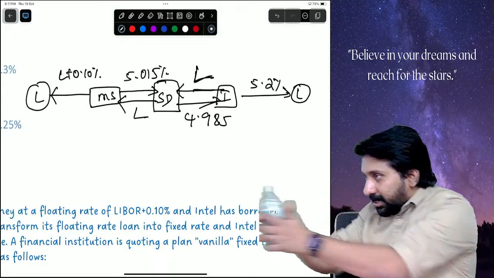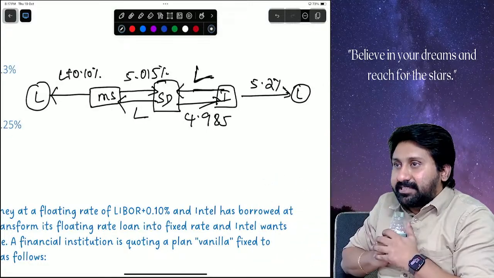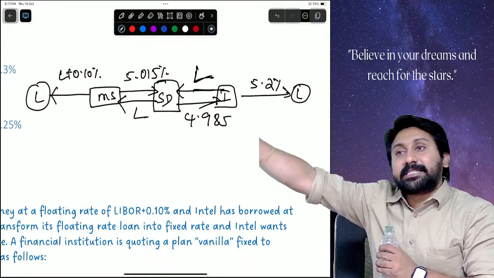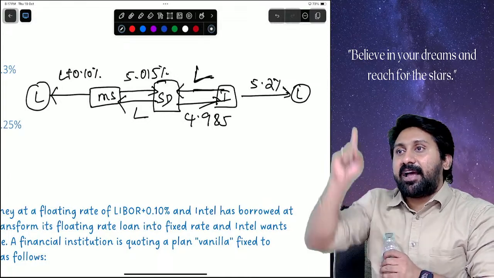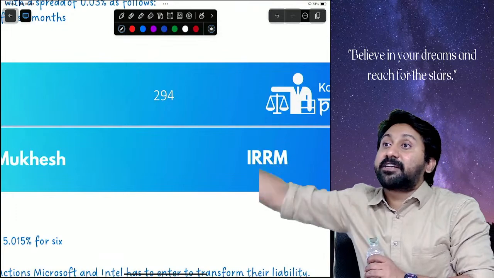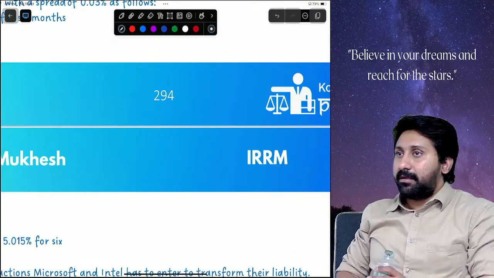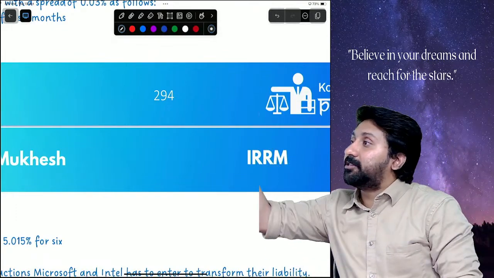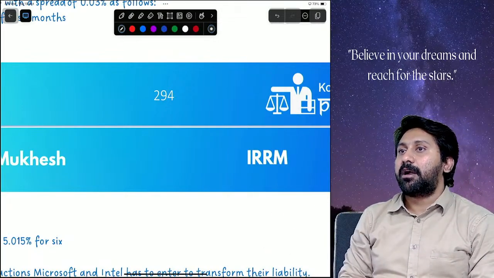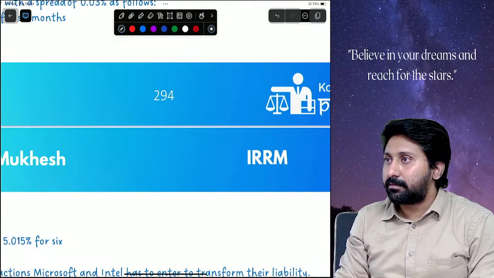I wanted to receive Libor means I wanted to buy Libor or sell Libor? Buy Libor. If you have to buy Libor, the swap dealer has to sell. Sell at lower rate or higher rate? Higher rate. What is the higher rate here? 5.015. At that rate fixed will be shifted. Means if you pay 5.015 to me, I will exchange it with the Libor. Understood or not everyone?